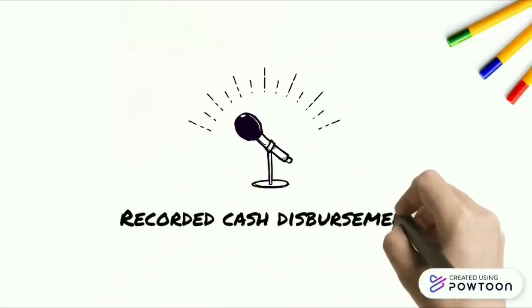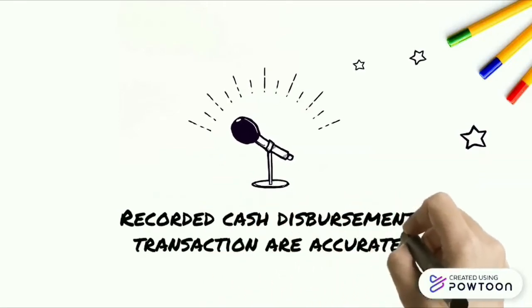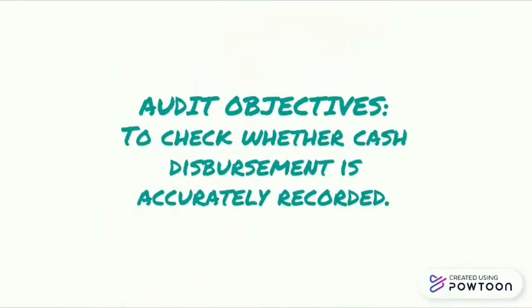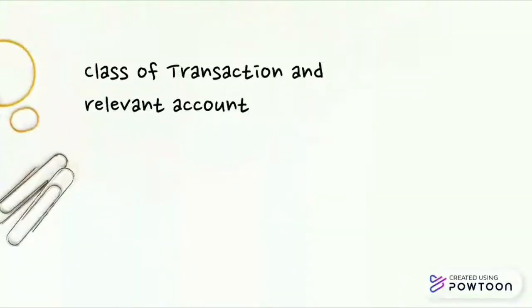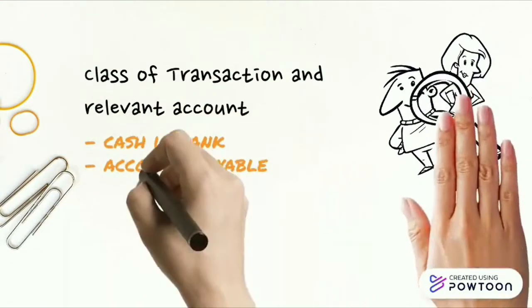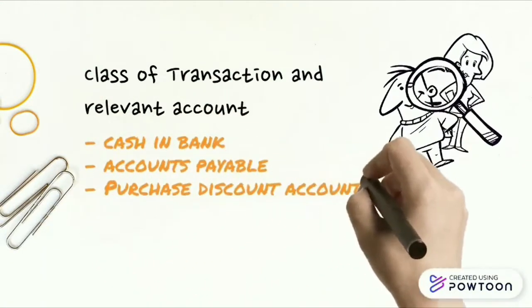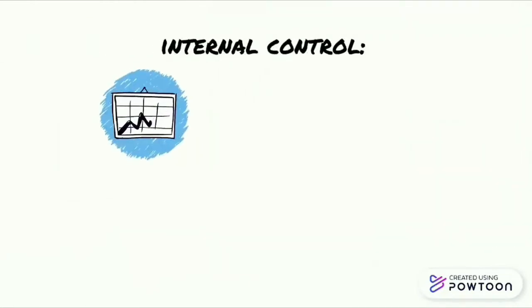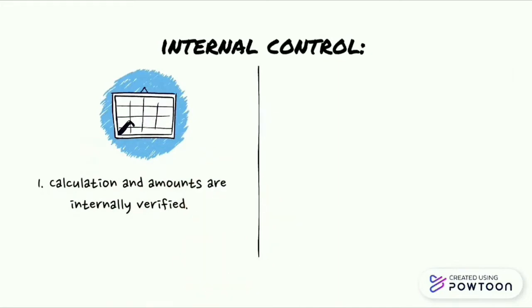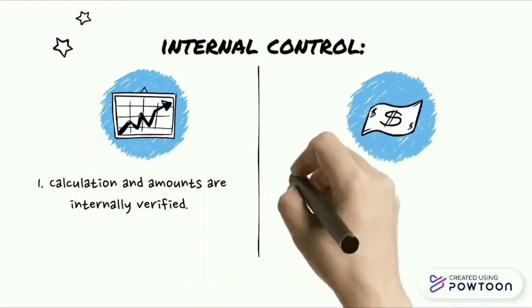Next is accuracy, which is recorded cash disbursement transactions are accurate. Audit objective, to check whether cash disbursement is accurately recorded. Class of transaction and relevant account, cash in bank, account payable, purchase discount account. Internal control, calculation and amount are internally verified. Second, the bank reconciliation is prepared monthly by an independent person.